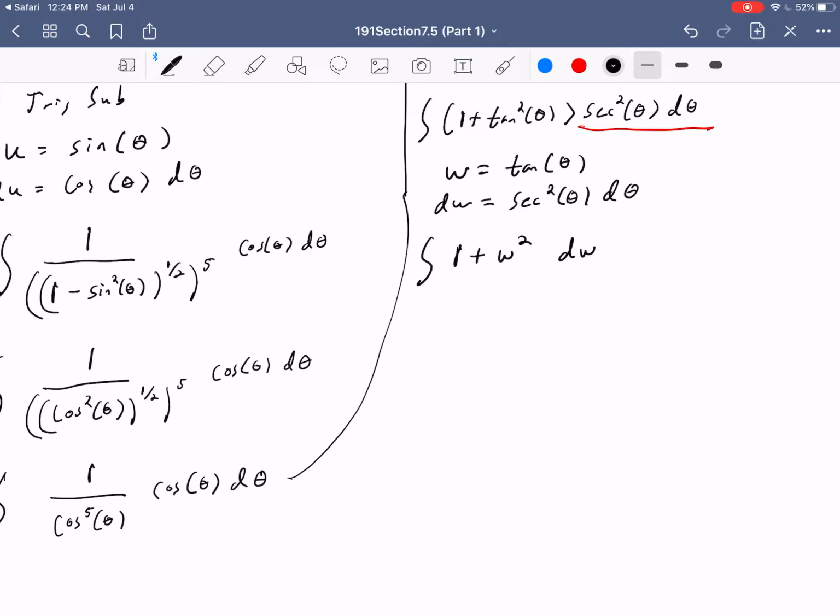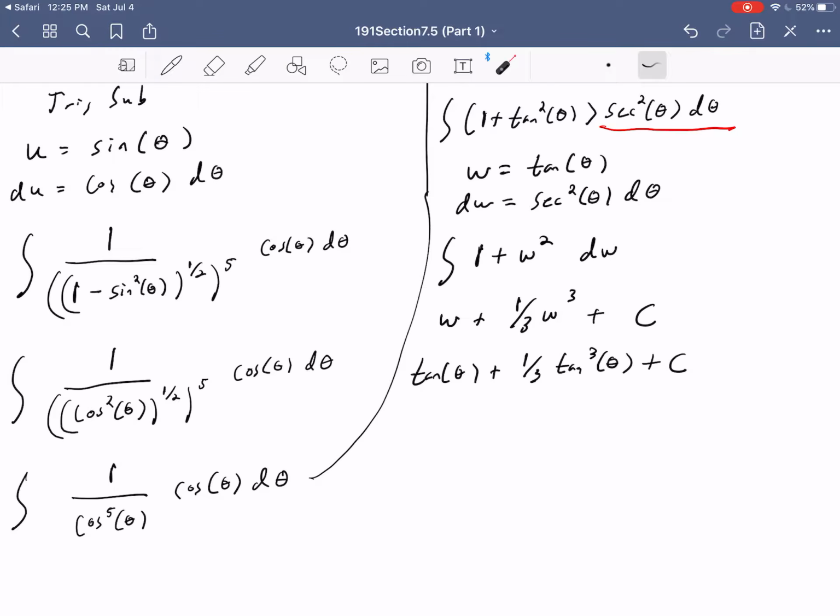Now, finally, we can integrate. Notice after all this, none of the steps have been integrating until right now. Everything has just been about manipulating the integrand. Now we are ready to integrate just using simple power rule. W plus 1/3 w cubed plus c. Now we can start unpacking. W was tangent theta, so tangent theta plus 1/3 tangent theta cubed plus c.